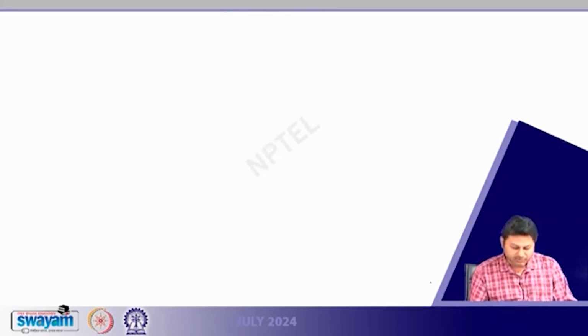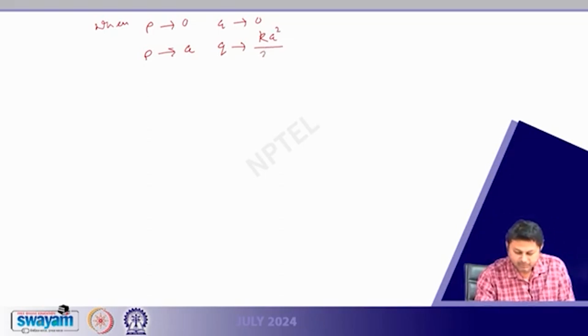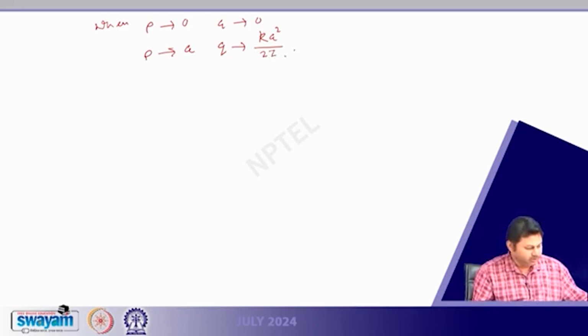So also the limit needs to be changed. When rho tends to 0, q also tends to 0. When rho tends to a, the upper limit, q tends to simply k a square divided by 2z. So that is the value we have.